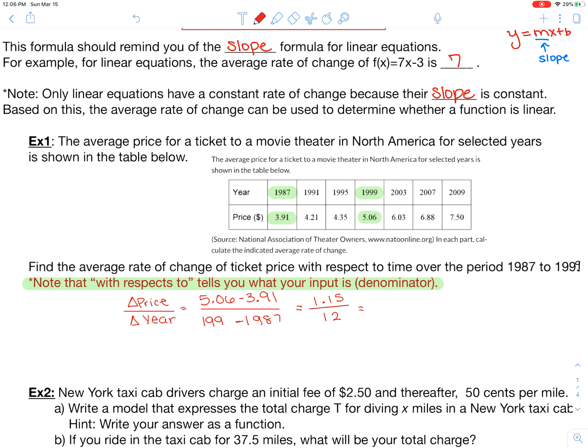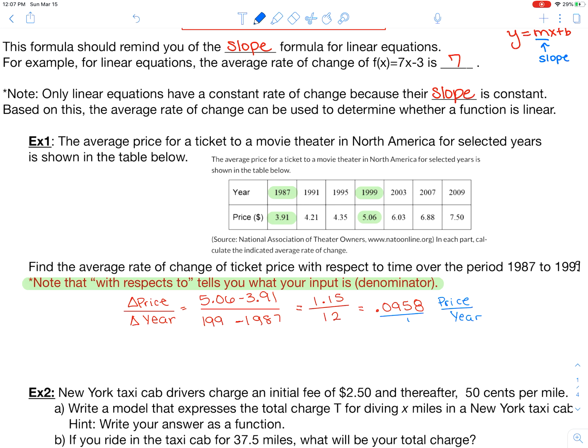Okay, so that's a weird answer. We can't have a decimal and a fraction. I did put it in my calculator and we got 0.0958. But what does this mean? What does it actually mean? I don't want you to just get answers and not think about what they mean. When you think about what an answer means, then you will know if it makes sense or not. If it doesn't make sense, then you probably did something wrong. So notice that our average rate of change is price per year. So this number, 0.0958, is our price per year.